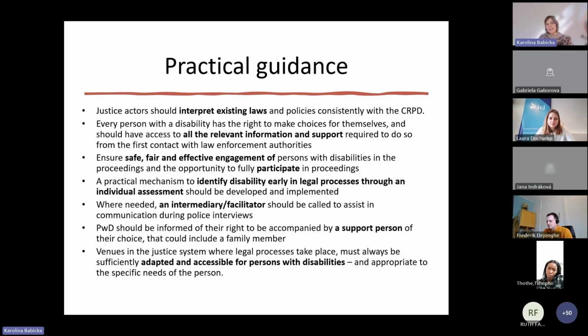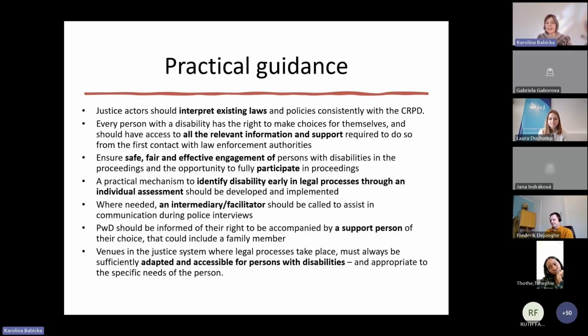Every person with a disability has the right to make choices for themselves and should have access to all the relevant information and support that they need. There should be safe, fair, and effective engagement of persons with disabilities in the proceedings and the possibility to fully participate.